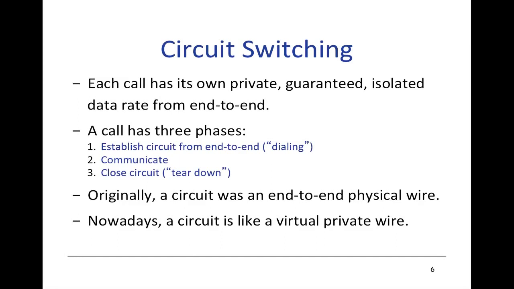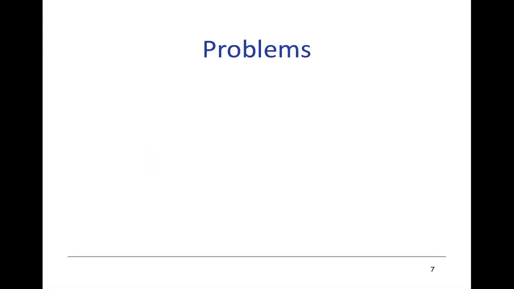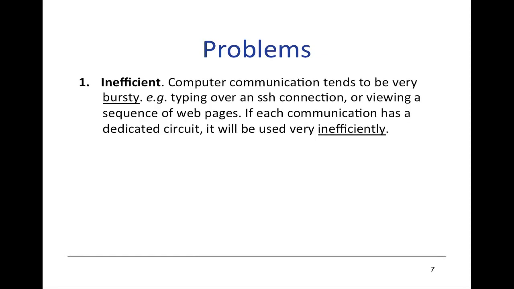There are a few problems with circuit switching. Clearly it's worked very well for the phone system, but when we're thinking about using circuit switching for the internet or any computer communications, there are a few shortcomings that we need to consider. So I'm going to go through three main problems. The first one is it's inefficient.